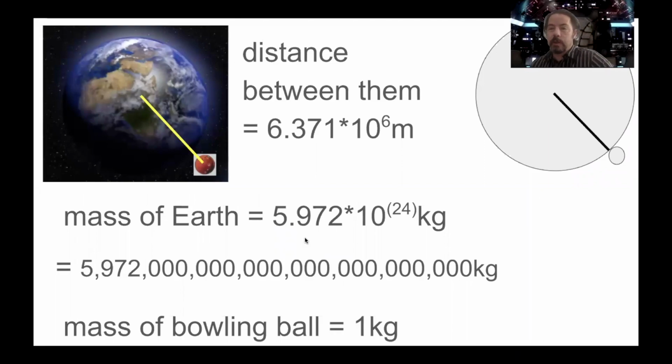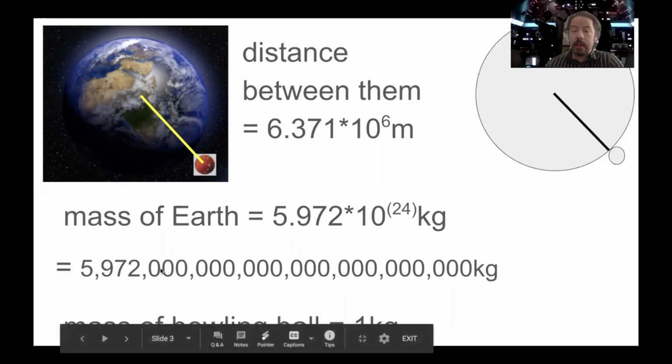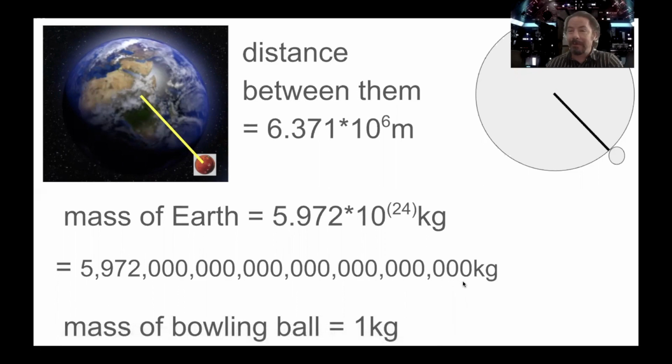So what we're going to do is we're going to take the Earth. This is an Earth that I created in Blender using NASA imagery and a bowling ball. And we're going to take the distance between them. So the radius of the Earth is approximately 6.371 times 10 to the 6th meters. Basically, it's 6 million meters, not miles, meters. The mass of the Earth is 5.972 times 10 to the 24th power kilograms. And that's what that number translates to in zeros. And I hope that I got them all because it's a lot.